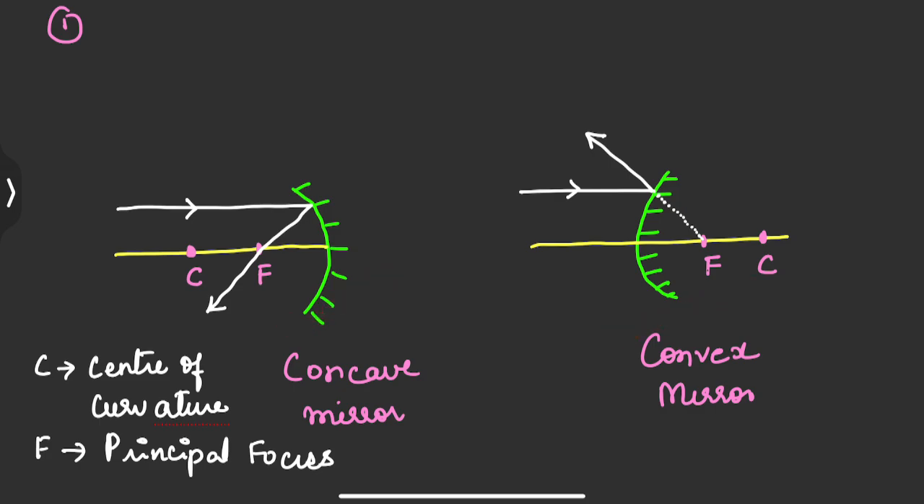So what are you going to write here? You will write: the incident ray, IR, which is parallel to the principal axis.